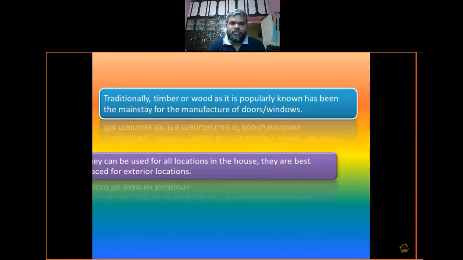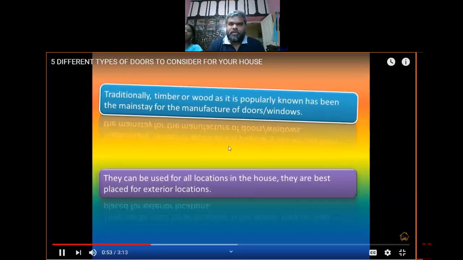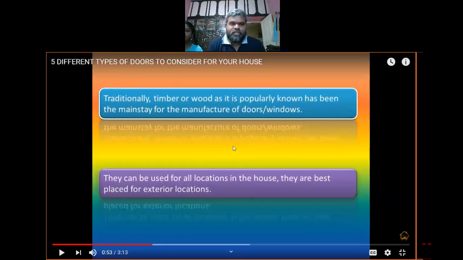Traditionally, timber or wood, as it is popularly known, has been the mainstay for the manufacture of doors and windows. They can be used for all locations in the house. They are best placed for exterior locations.